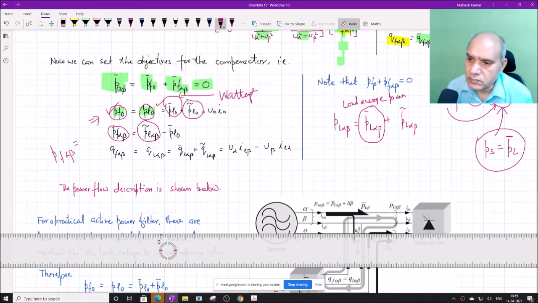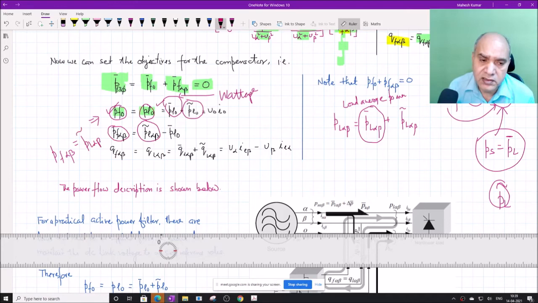And the rest of PL oscillating must be coming from the compensator. That's why the PF alpha beta is equal to PL alpha beta tilde, the oscillating component only, and minus PL0 bar, this term. This is very important. Why minus? Minus means basically it is receiving this average power from somewhere, from the source. The source is giving this power to the compensator alpha beta axis so that this PL0 can be compensated. So that's why this accounts for this.